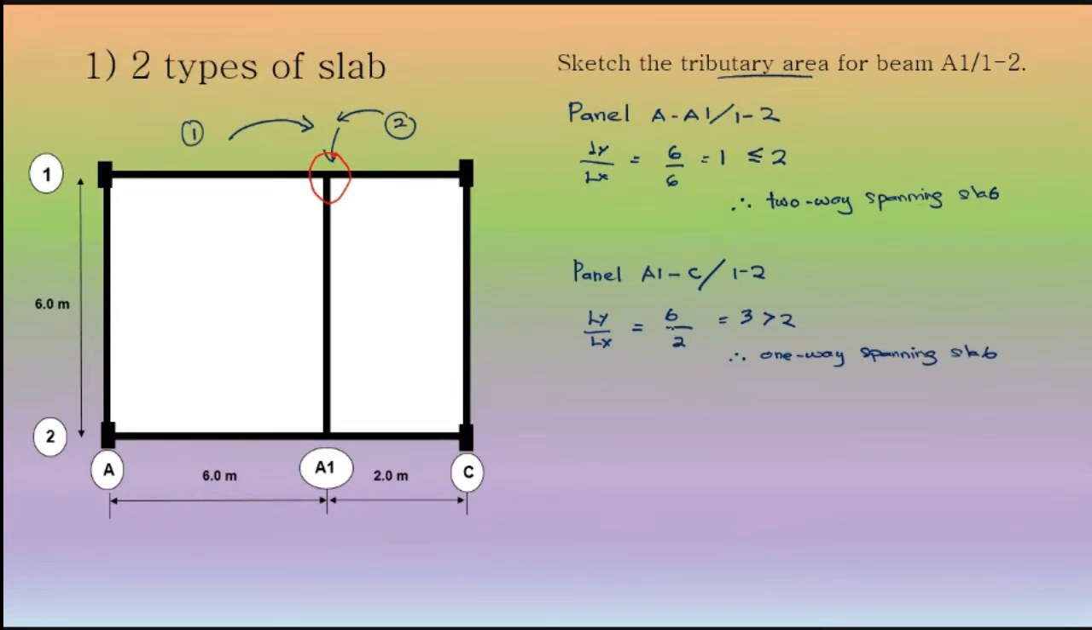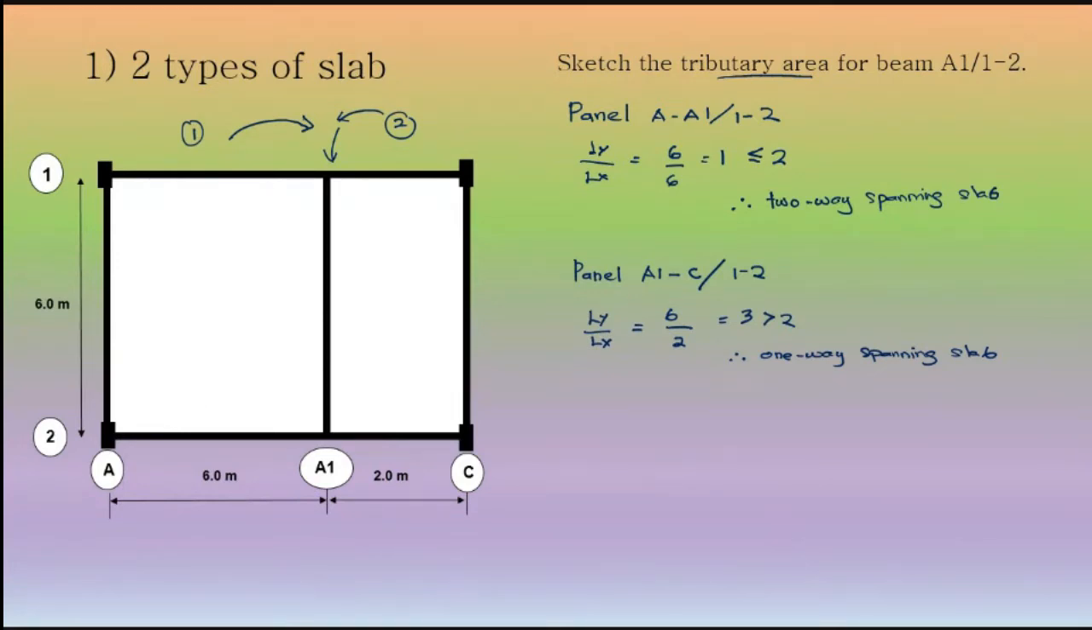Once kita dah dapat either one way or two way, kita nak kena sketch the 3x3 area. Okay, how to sketch the 3x3 area? Yang ni kalau you tengok this slab, dia square sebab sini 6 meter, sini pun 6 meter. Sebelum ni yang kita buat rectangle, kalau rectangle dia ada shape triangle dan juga trapezium. This one square slab. Kita panggil square slab. So bila square slab, two-way spanning slab.